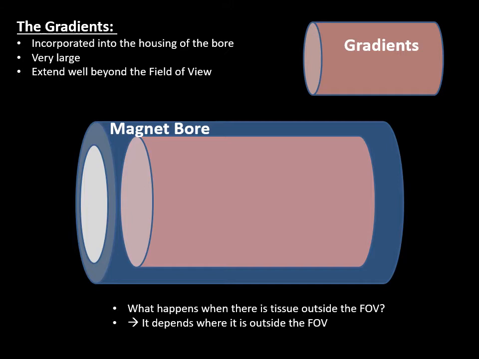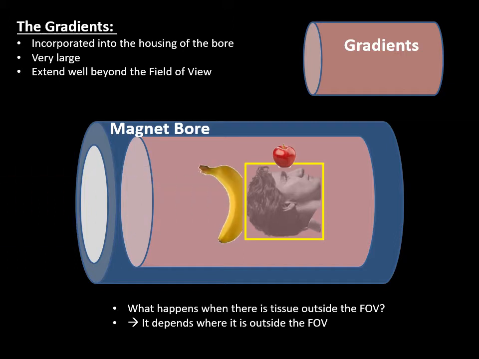The question is, what happens when there is tissue outside the intended field of view? The answer is, it depends where it is outside of the field of view. So if your intent is to image someone's head with the field of view outlined in the yellow box, and there is either a body part or an extraneous substance outside that yellow box, where will it appear in the image and how will that data be handled? The answer is it depends on whether that extraneous tissue is in one axis or along the other axis.